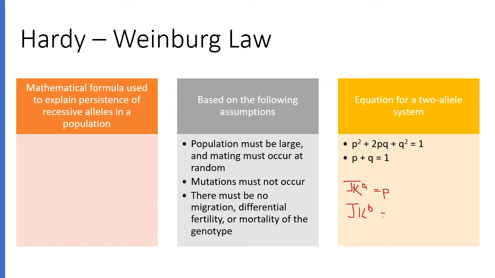JKB is going to be Q. So those are the individual alleles. What this says is that when I take P and I square it, and then I add it to 2 times P times Q, and I take Q and I square it, it's going to be equal to 1. In essence, P plus Q equals 1. So it's like 2 halves make a whole. It's always going to add up to 1.